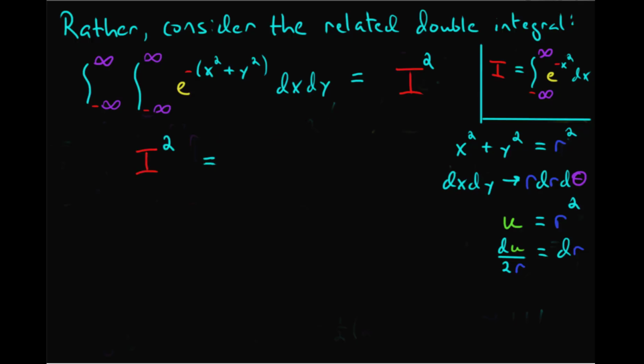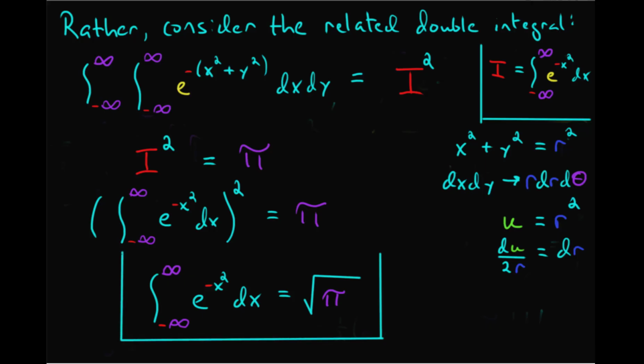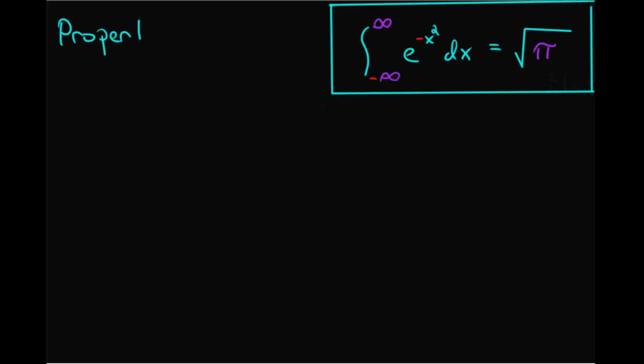And we know that the value of the double integral equals the value of the Gaussian integral, capital I squared. So capital I squared must equal pi, which therefore implies that the value of the Gaussian integral squared equals pi, and therefore the Gaussian integral, the integral from negative infinity to positive infinity of e to the negative x squared dx, must equal the square root of pi. How cool is that?